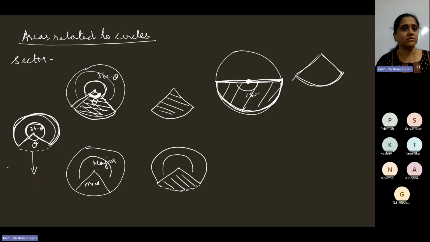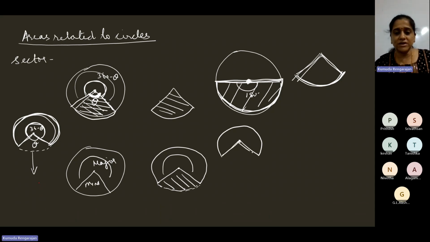What's the perimeter of the sector? Radius plus length of arc. For the major sector also, radius plus length of the major arc is the perimeter of the major sector. So if the arc is a part of the minor sector, it's a minor arc. If the arc is a part of the major sector, it's the major arc.